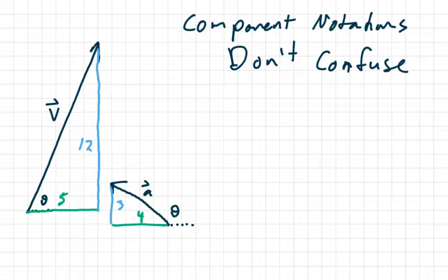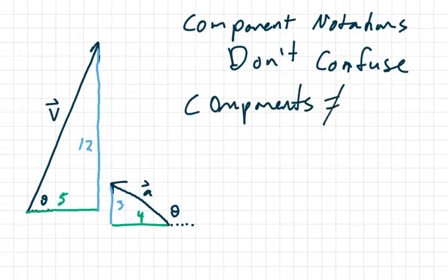So, yeah, don't confuse the components, okay, they are not equal to coordinates. They're kind of like coordinates, but they're not the same thing. If you find yourself getting confused with vectors, that might be what's happening.